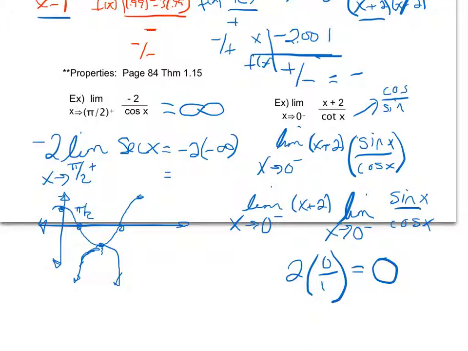But still, that's the idea that I can break limits apart: multiplication, division, addition, subtraction. I can pull constants or coefficients out to the front, and then I can perform my multiplication. And that is limits at infinity.